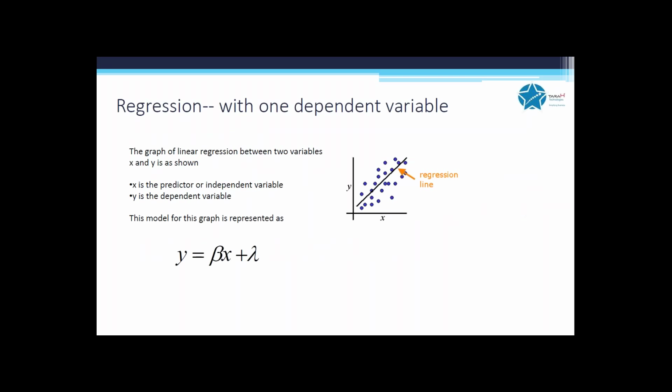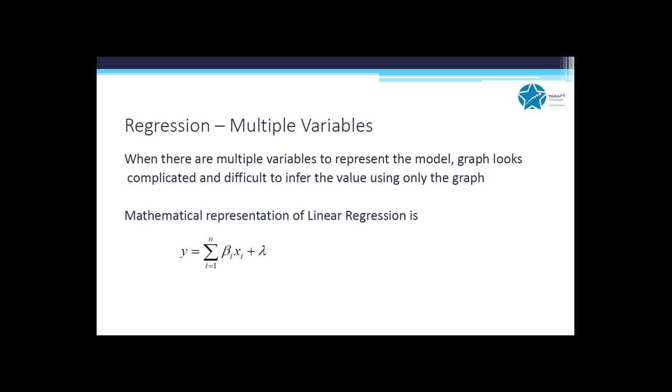So symbolically, if you take a single independent variable, it is y equal to mx plus c, or beta x plus lambda. If you have multiple dimensions, going beyond a single independent variable, you get something like this, where you say sigma of beta xi plus lambda.